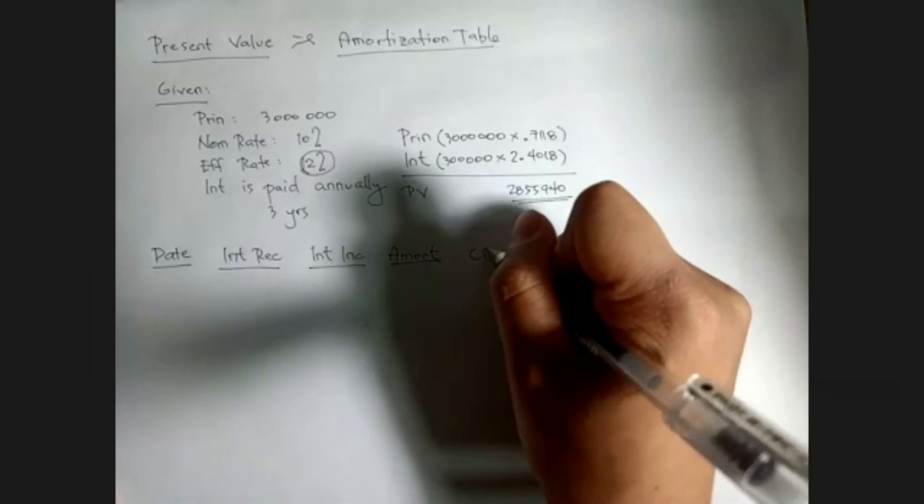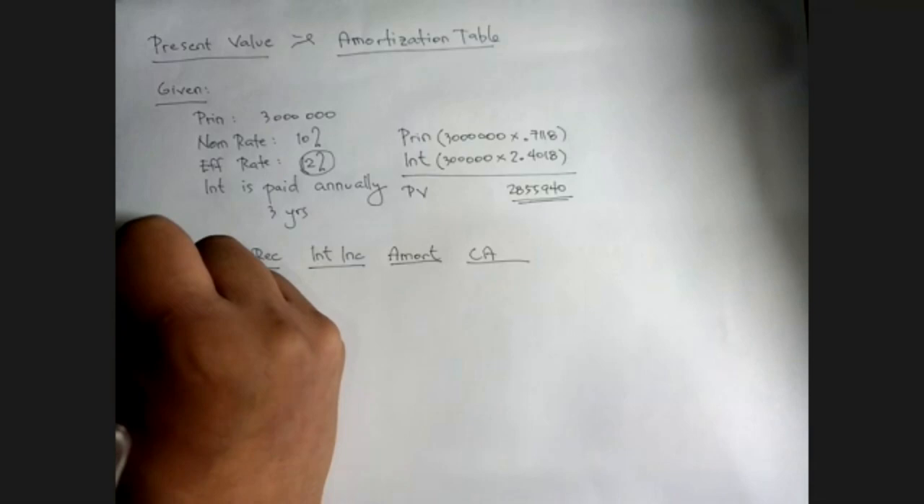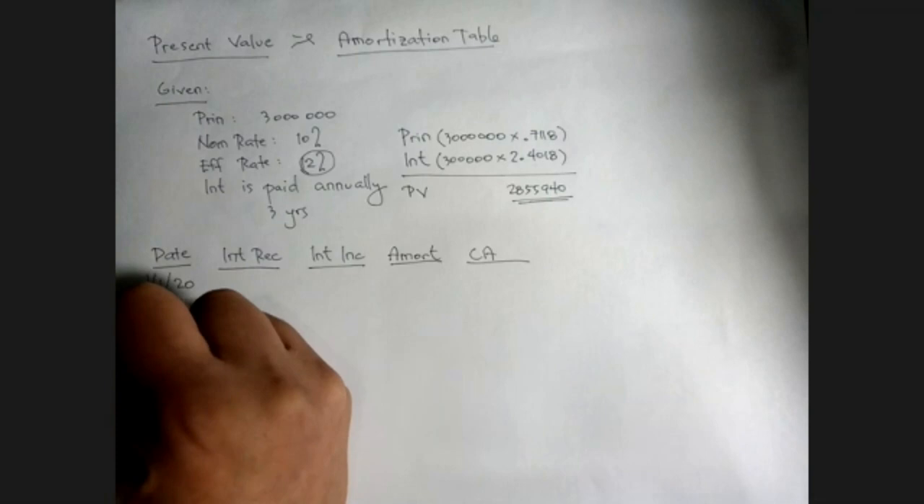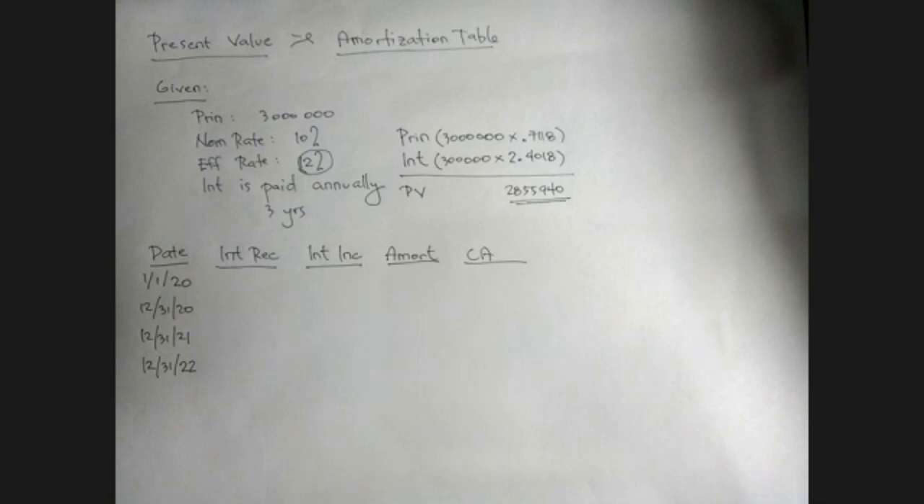So let's say January 1, 2020, ang initial issuance date natin. 3 years yan. So December 31, 2020, December 31, 2021, and then December 31, 2022. So our carrying amount at initial measurement is equal to 2,855,940.